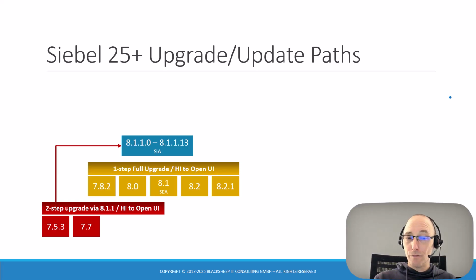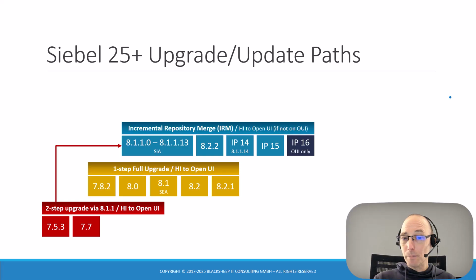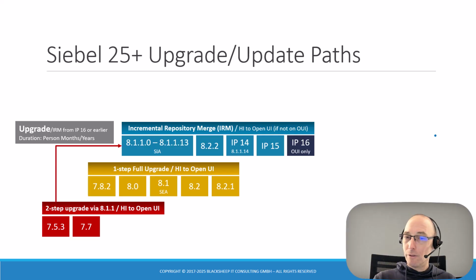If you do a two-step upgrade, you land on those 8.1.1 basically OpenUI enabled innovation pack Siebel releases until IP16, which was OpenUI only. This is called an incremental repository merge. It's still a big upgrade. So even if it's IRM or upgrade, if you go from IP16 or earlier to the modern Siebel 25 or 26, then you have to account for a big upgrade.